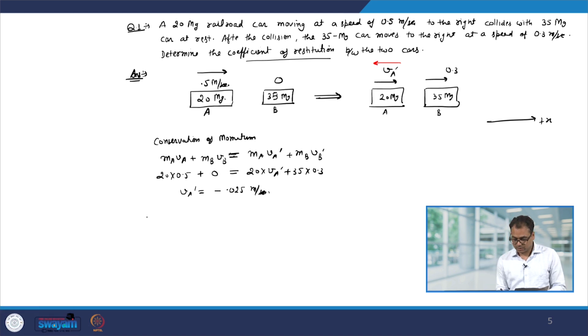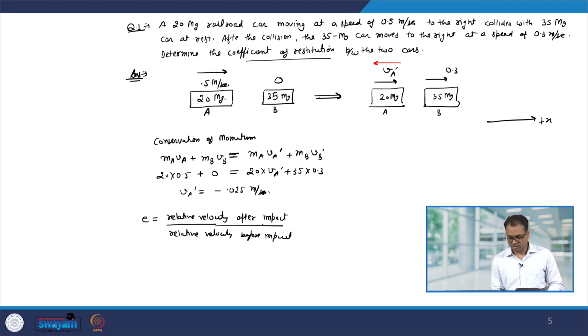Now, we can find out the coefficient of restitution E, which is equal to the relative velocity after impact divided by the relative velocity before impact, or we can write down V B prime minus V A prime over V A minus V B. So, this comes to be 0.3 minus 0.025 divided by 0.5 plus 0, which comes out to be 0.65.